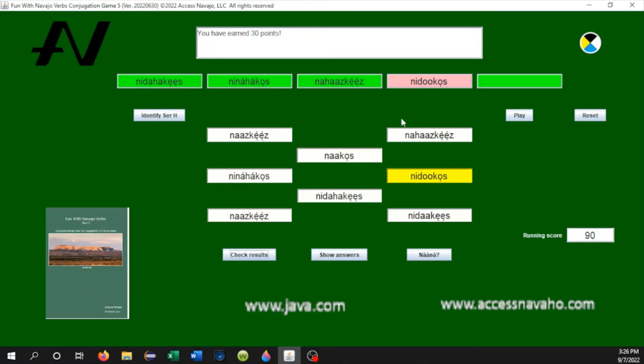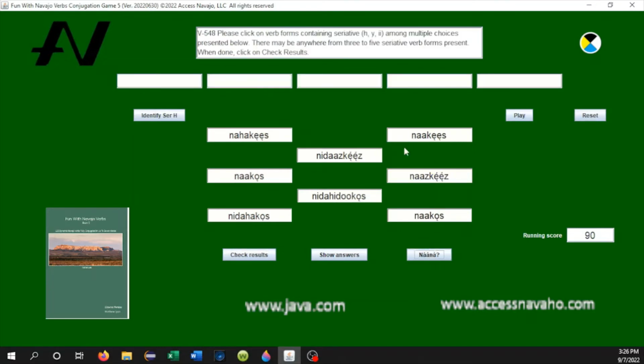Now, if we want to try the same verb again, the game is going to shuffle the deck, so to speak. It's going to mix up the verb forms for us, but it will give us the same verb if we click on na. So na gives us same verb, but probably different forms. So nahakins, we'll get that one. Let's put these up here, the ones that we're pretty sure are right.